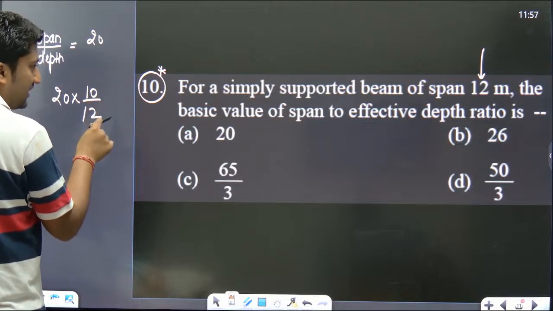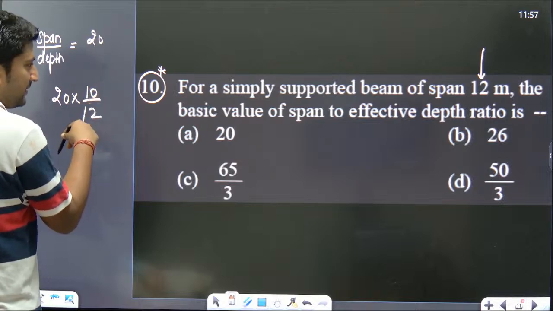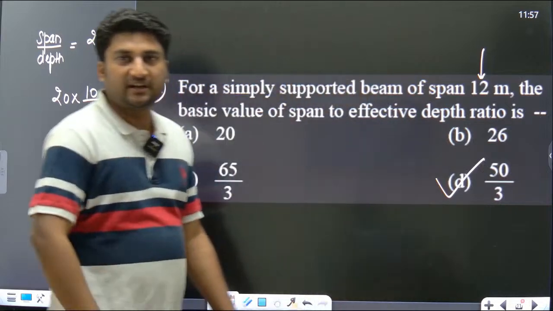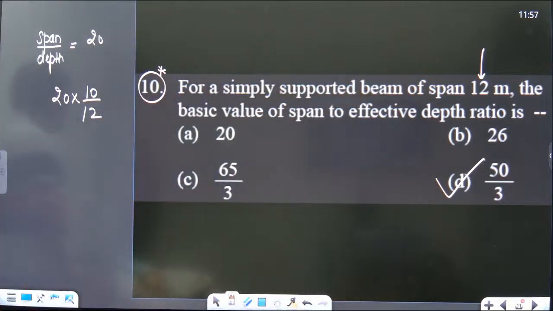So 50 by 3 will be the correct answer. Option D is the correct answer. Clear everyone?